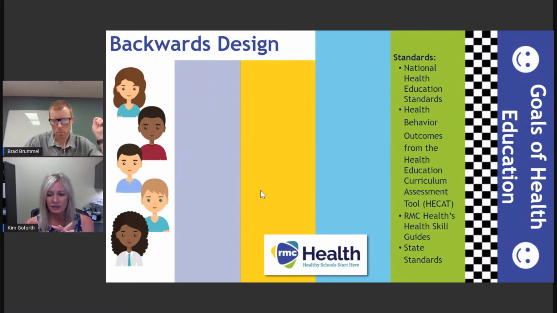Brad and I have such a curriculum brain. We always like this visual and start with backwards design. So when we look at our kids over here on the left, we want them to run through our skills-based health class. We run across the finish line. So when we start backwards, we start with those goals of health education that we opened our session with.